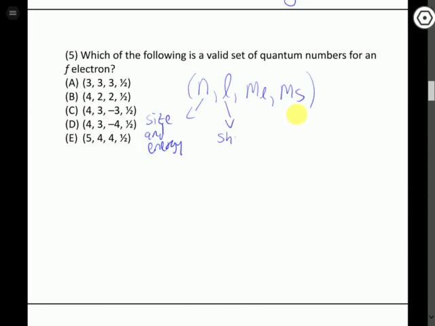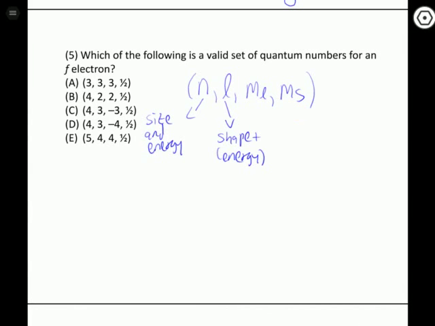L tells us the shape, and if it's more than one electron, it also contributes to the energy. So in multi-electron atoms, the energy depends on n and L. For one electron, it only depends on n, so be aware of that distinction.